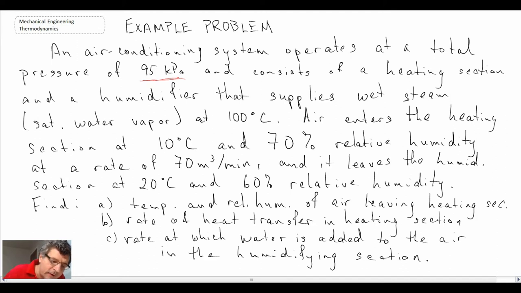We're told that the wet steam is at 100 degrees C saturated water vapor, so we can get property data off the steam tables for that. Air is entering at 10 degrees C, 70% relative humidity. We're given the flow rate, and it leaves the humidifying section at 20 degrees C, 60% relative humidity. And then they have a list of things that they want us to calculate. So we're going to write this out in terms of a schematic.